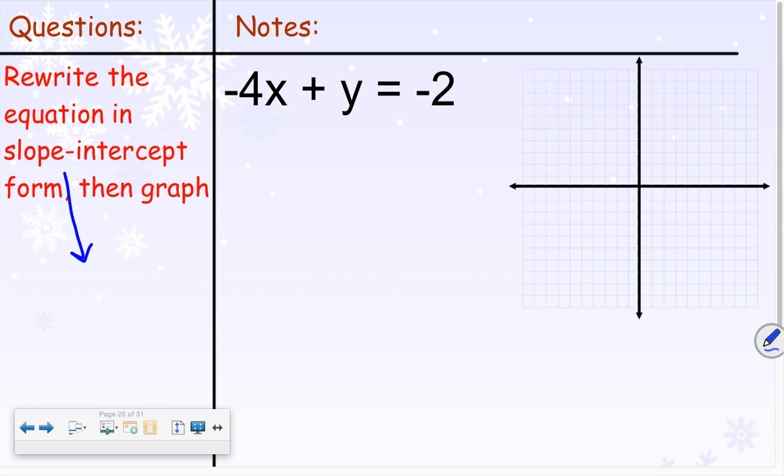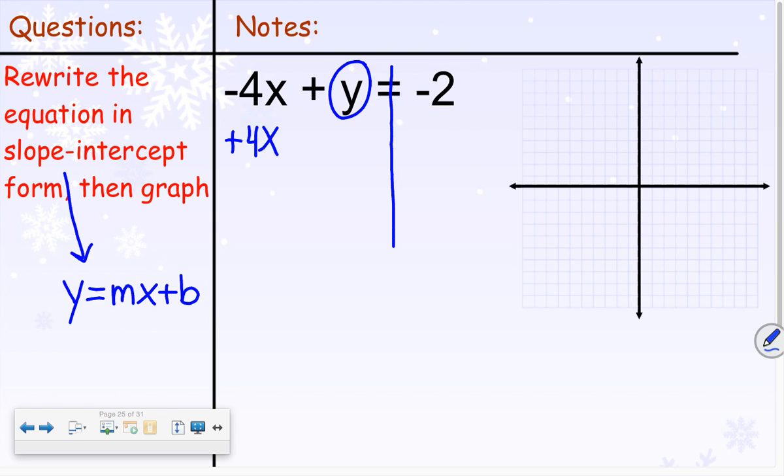Now remember that slope-intercept form is y equals mx plus b. So I am going to want to get y all by itself in all of my equations. So I'm going to draw my train tracks. The way I bring the negative 4x over to the other side is by adding 4x. Since it was negative, I'm going to add. That makes 0. Bring down my y.